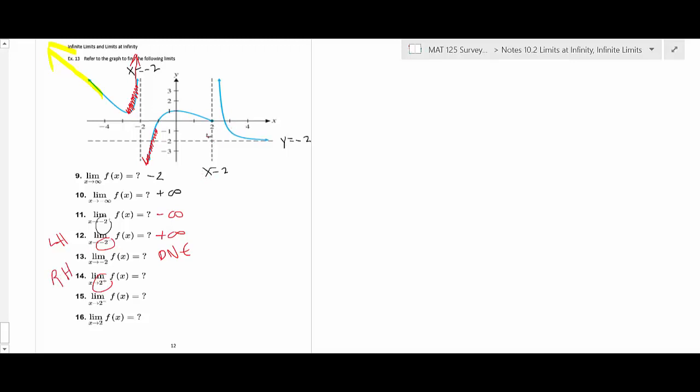Infinity, yes. If you're going to the right of 2, I'm getting closer and closer to that asymptote, but the y values are going to infinity, like that. How about the left-hand limit around 2? 0. It goes to 0, exactly. Just gets close to 0. So therefore, what's the answer to the two-sided limit? Does not exist. That kind of wraps us up there.